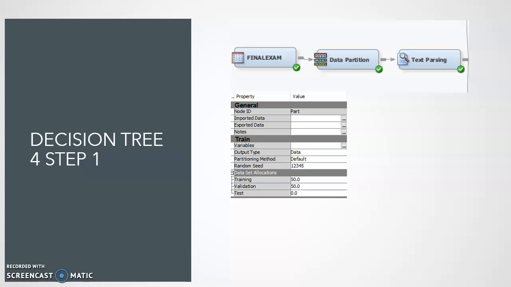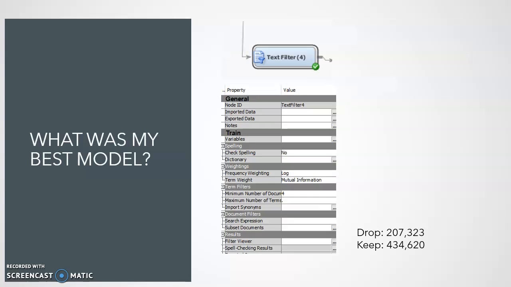So what I actually decided to go with when looking at my model was the decision tree 4, and I'll walk through that model with you particularly today. So I imported the final exam data. I did the data partition that was notated in the directions to have 50% training and 50% validation. And then I did a text parsing import as well. The next thing I did was a text filter.